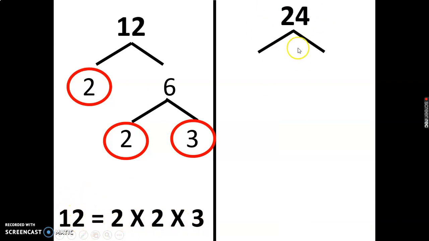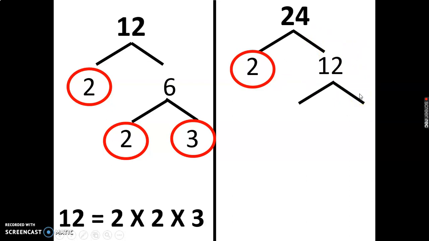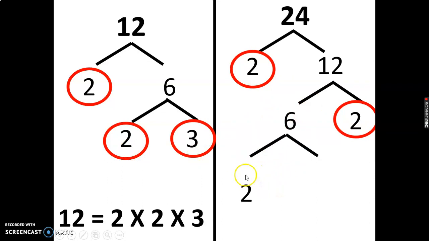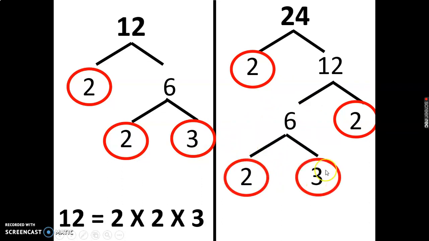Next, 24. 2 times 12. Correct. 2 is a prime number and 12 is a composite number. What numbers can you multiply to get 12? Very good, 6 times 2. Again, 2 is a prime number and 6 is a composite number. What can you multiply to get 6? Very good, they are the same: 2 times 3. We already again got the answer. So again, 24 is equal to 2 times 2 times 2 times 3.